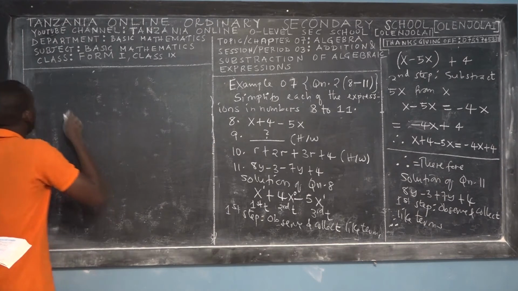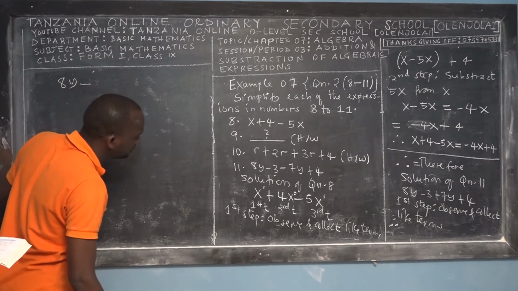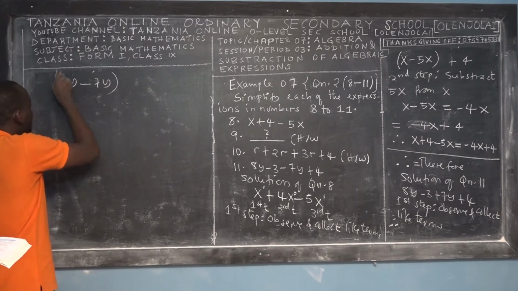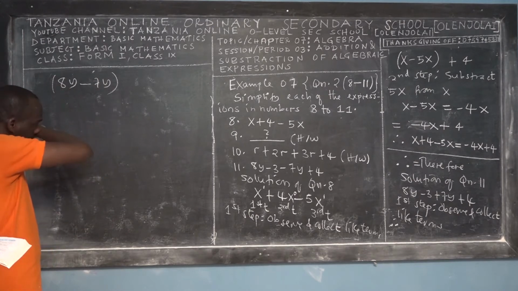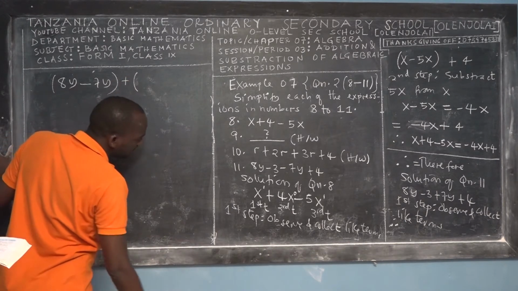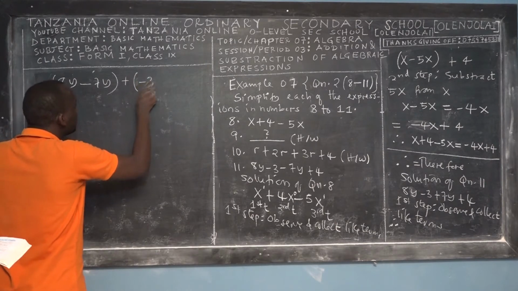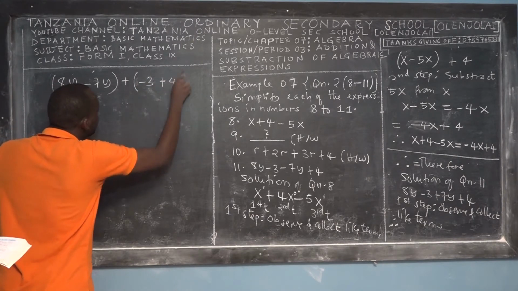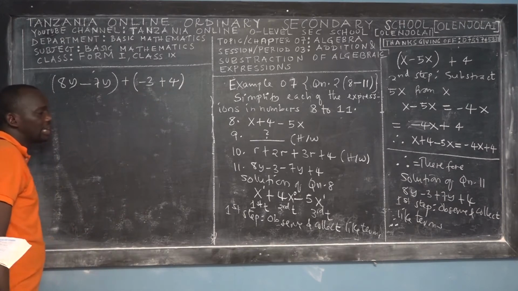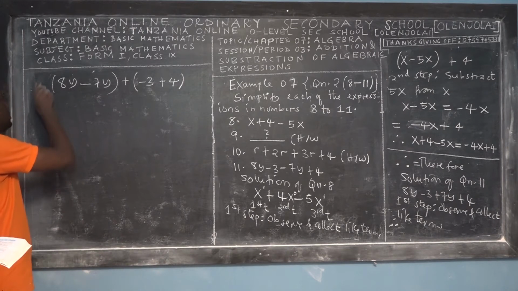Okay? So we collect the first term and the third term. Like hii sasa imeshatoka kwa nafasi ya tatu iko kwa nafasi ya pili, and then we have plus, again we collect negative 3, right? Plus 4. Hata kama ukiandika toa 3 jumlisha 4 ni sawa, right? So brackets mean that we are collecting the like terms.